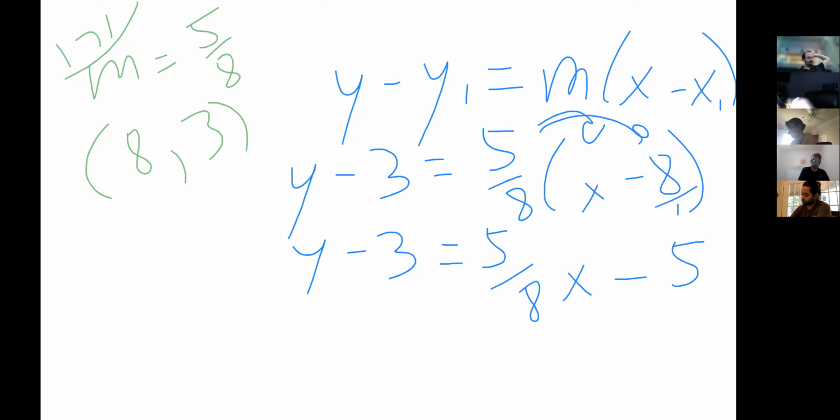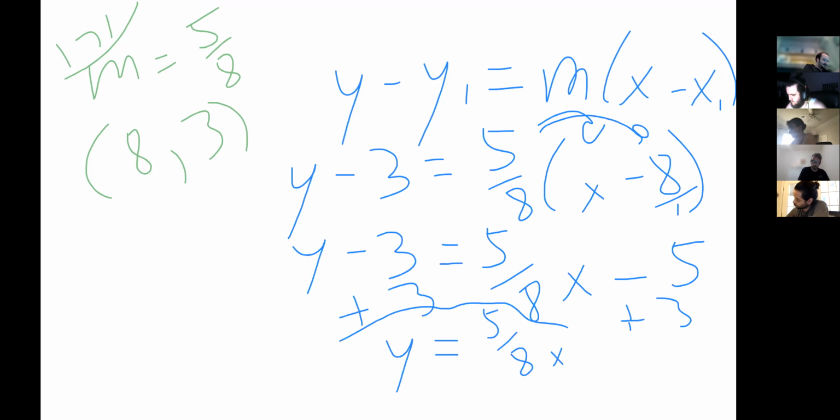And then I got y equals 5/8 x minus 2. Because the next thing to solve for y is to get rid of that 3 that's there. So you add it to both sides. Mm-hmm. And we get 5/8 x, minus 2. Is that right? Yeah, minus 5 plus 3.